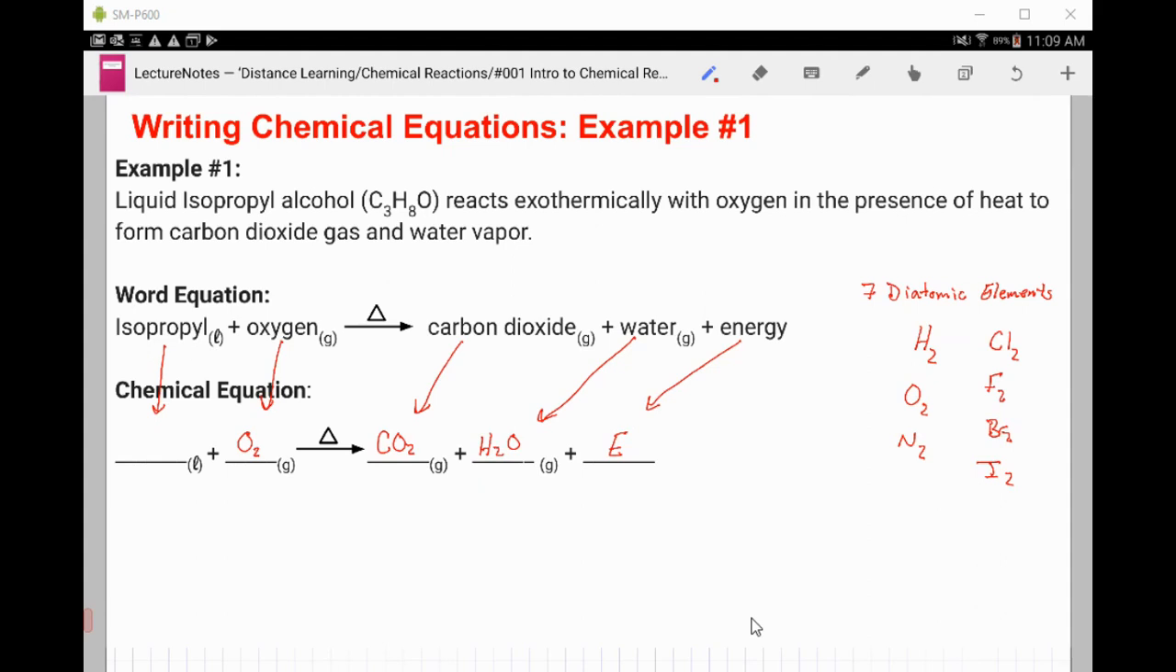And then isopropyl alcohol is named isopropyl using organic chemistry nomenclature, which is something you'll deal with in college when you take that, or perhaps in bio if you're an AP. But that formula is just given to us, C3H8O, to get our chemical equation there.